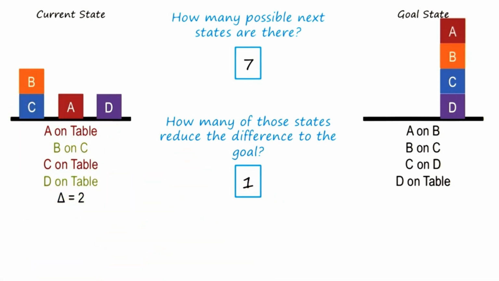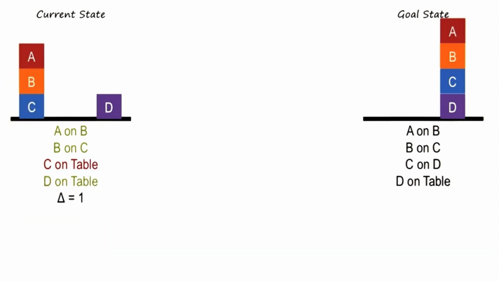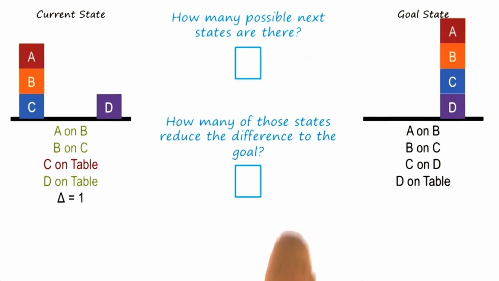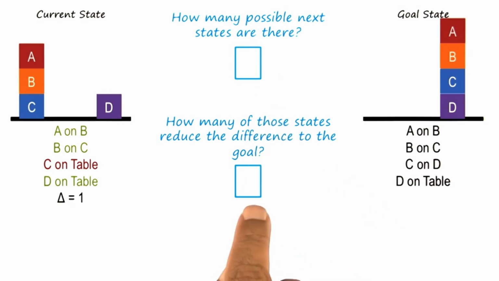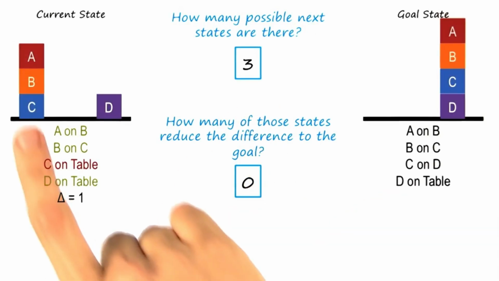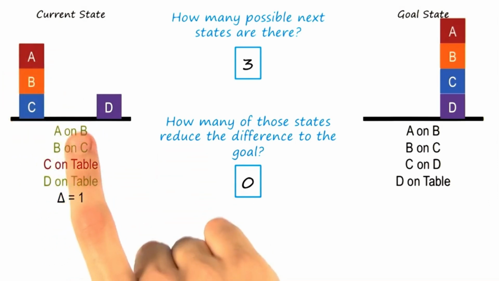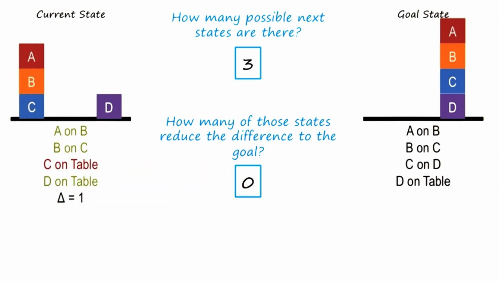That's good, David. So the operation of putting A on B will bring us to this state. Given this state, we can again apply means-ends analysis. Again, I am not showing all these states here, but I'd like you to find out how many possible states there are and how many of those states reduce the difference to the goal state. What answers did you come up with, David? So I said here there are 3 possible next states. We can put A on the table, A on D, or D on A. The problem is that none of those states reduce the difference to the goal, and in fact, all 3 of those states move us further away from the goal.